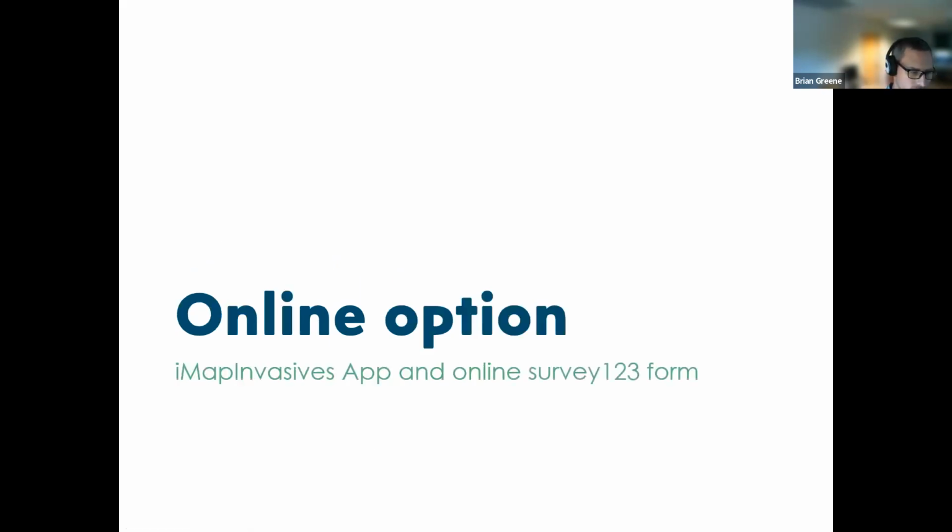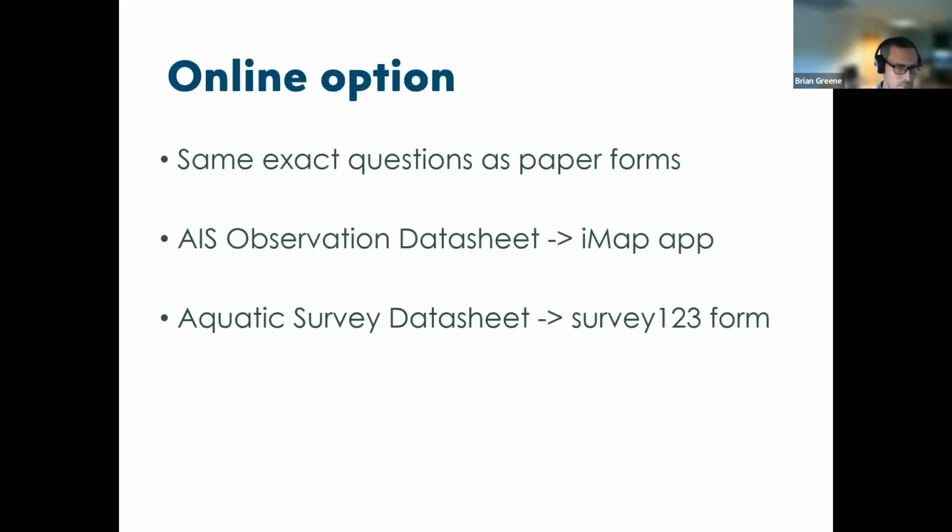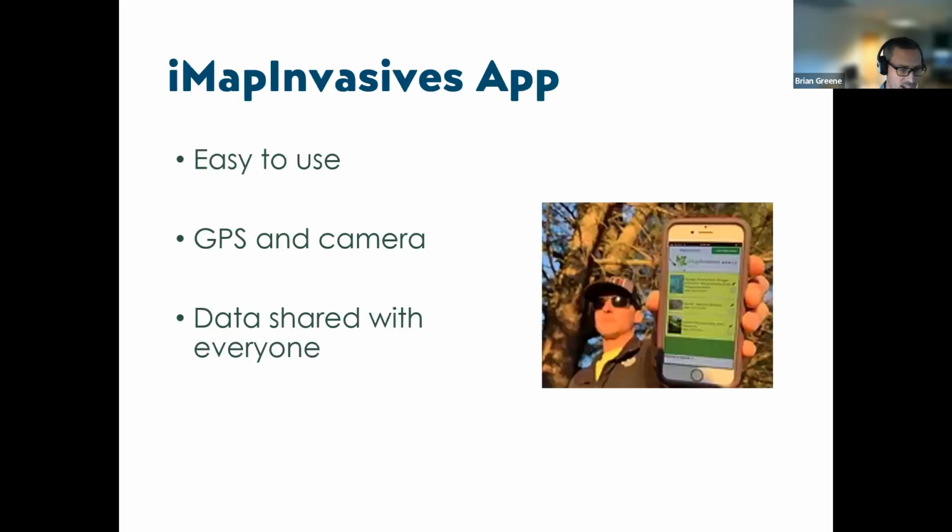If there are no questions about the paper one, now I'm going to talk about the online options. The online options are exactly the same as the paper forms. They're asking you the same questions. You're recording the same information. You're just doing it in a different form. So instead of filling out the paper AIS observation data sheet, you'll use the iMap app to do this on your phone or tablet. Instead of filling out the aquatic survey data sheet, you'll use our online Survey123 form to do it. So first I'm going to go over the iMap Invasives app.